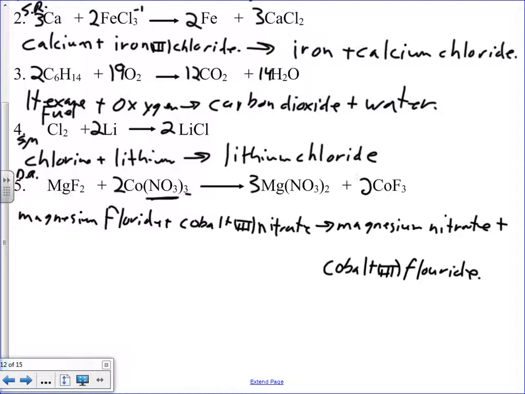So if I go over here and put a 2 there, that gives me my 2 cobalt, and it gives me how many fluorine? 6. So now I got to go back over here and put a 3 here to give me my 6 fluorines. And what does that do to my magnesium? It balances it. Always a good sign.